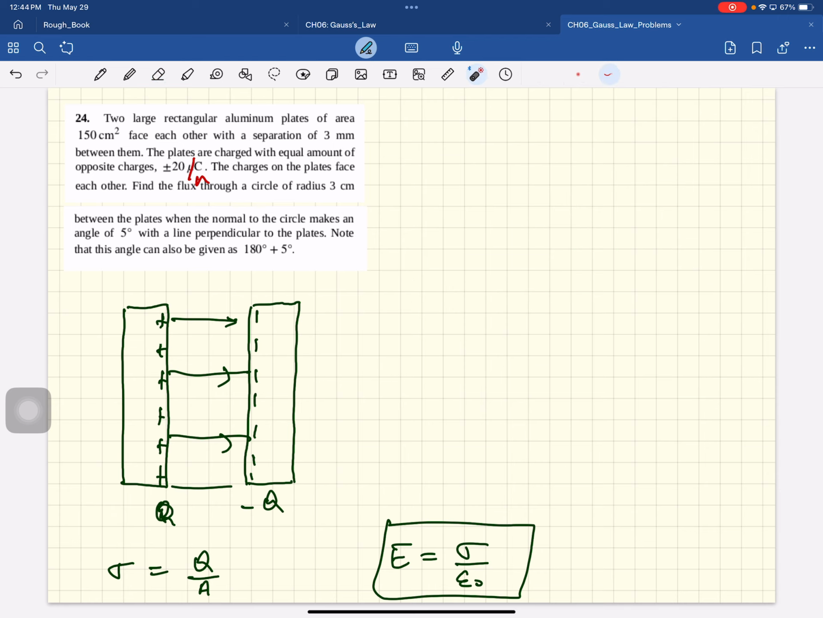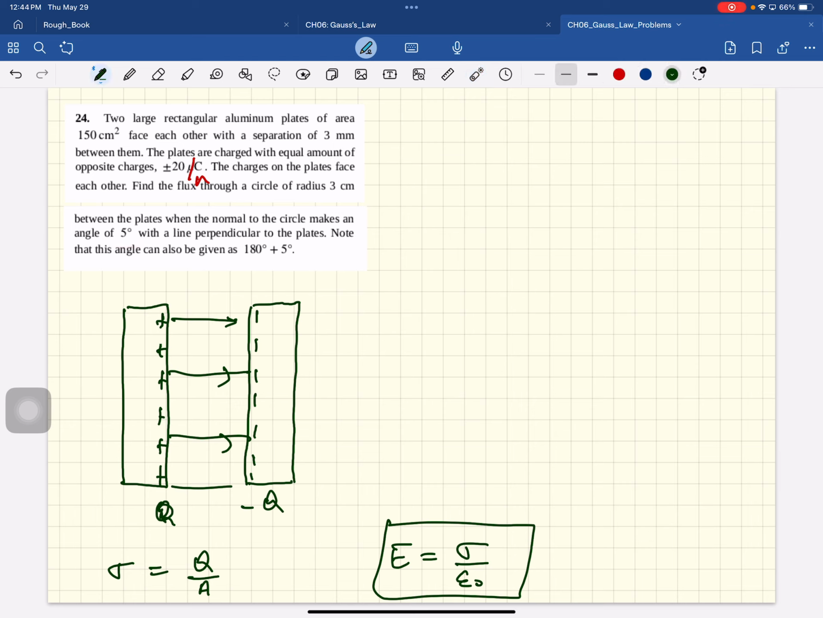There's a lot in that problem. I'm just going over it quickly. All right. So what is it that I want you to find? The charge on the plates, each other. Find the flux through the circle of radius 3 centimeters. We're going to find the flux through this radius 3 centimeters between the plates when the normal to the circle makes an angle of 5 degrees with the line perpendicular to the plates.